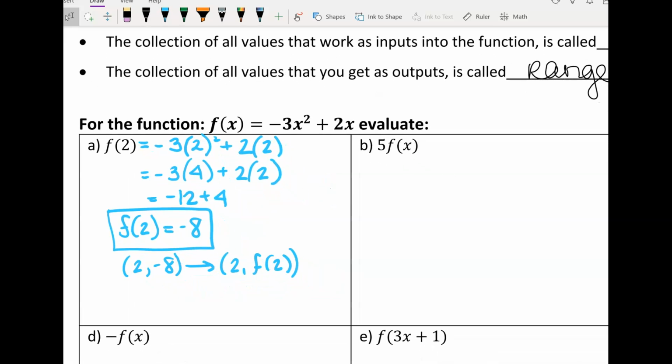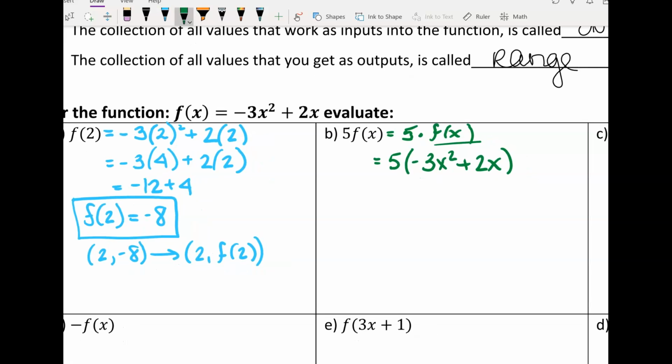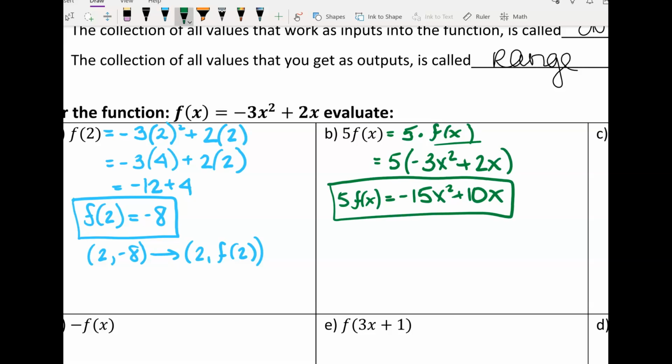For B, why is there a 5 outside? That is because we are going to take 5 and multiply it to our function. We're going to take 5 and multiply it to negative 3x squared plus 2x. I just took the function and substituted it in. So distribute. We get negative 15x squared plus 10x. Now, yes, you could factor out the 5, but that gets us right where we started. Don't factor out, okay? Leave it as is.